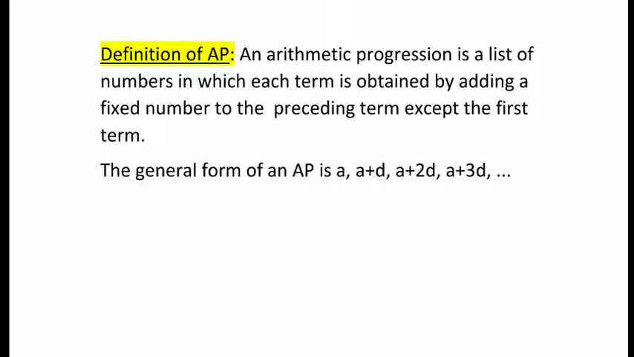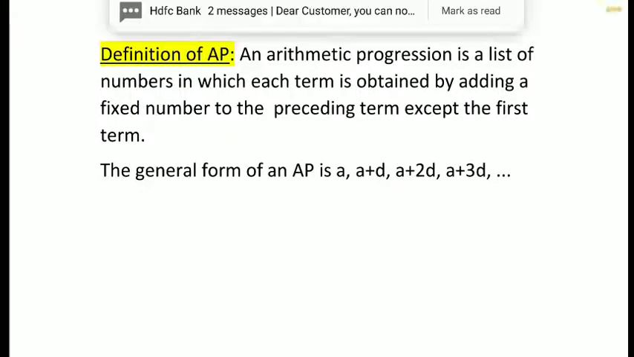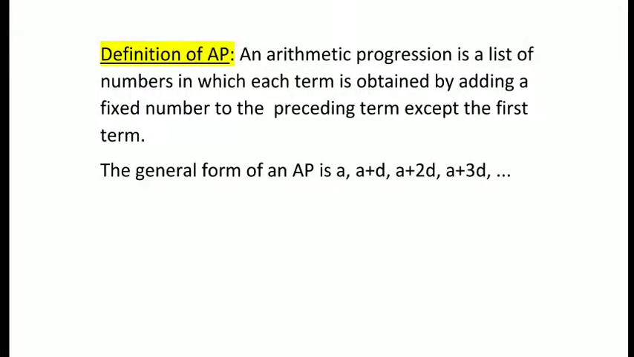Let us come to the screen, general form of AP. The general form of AP is: the first term is A, the second term is A plus D, the third term is A plus 2D, and the fourth term is A plus 3D. So we can consider as the general terms A, the first term; A plus D, the second term; A plus 2D, the third term; and A plus 3D.